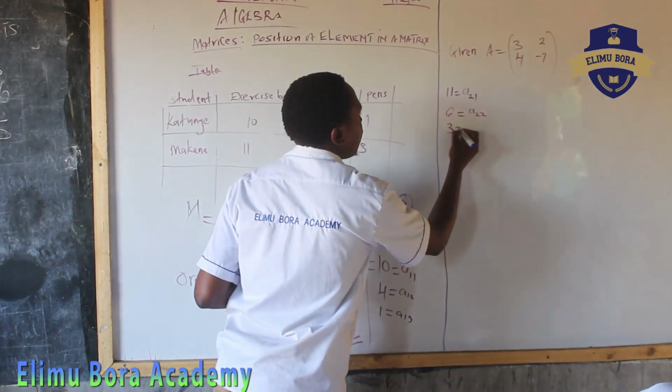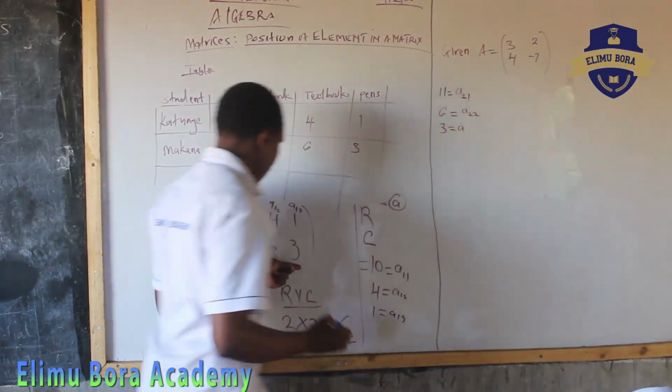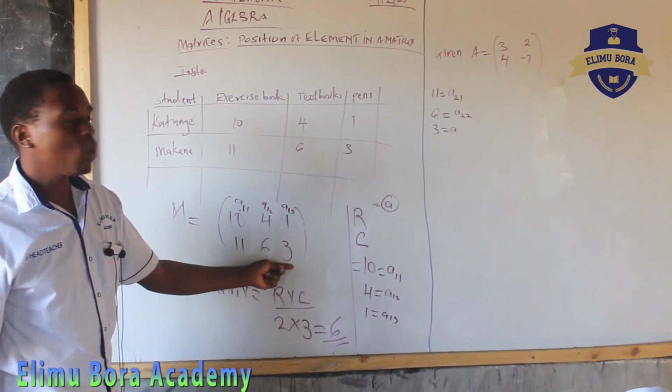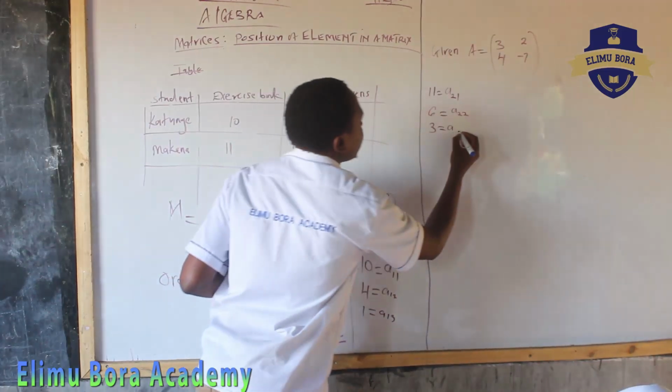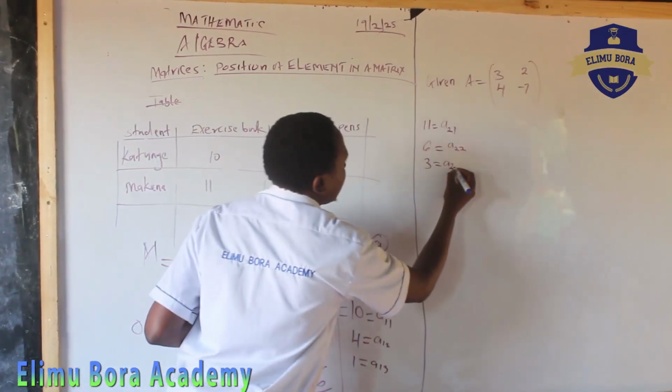Let's go to 3. The position of 3. So we are starting with our A. Now, which row is this one, class? 2. The row of it is 2. The column of it? 3. The column of it is 3.